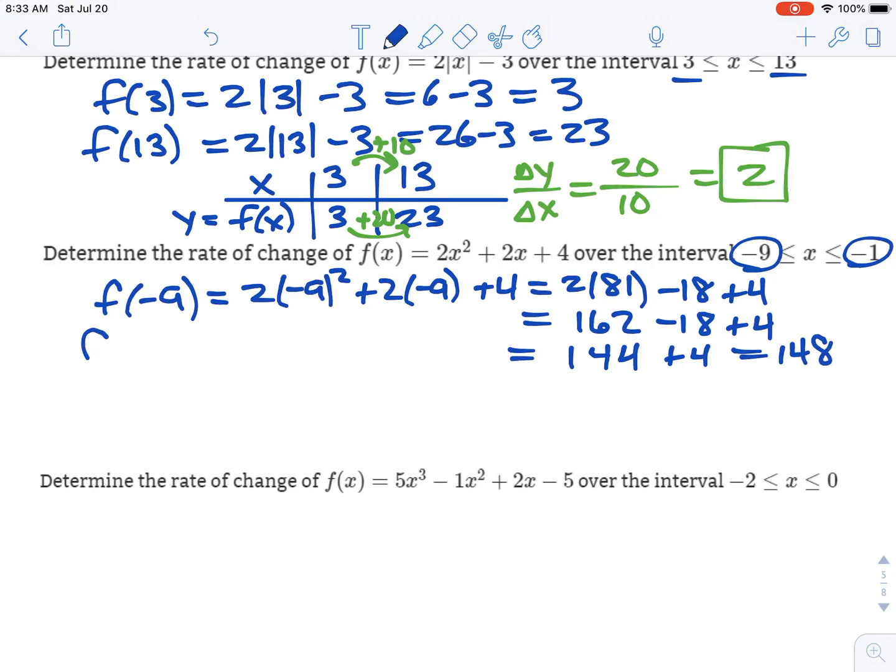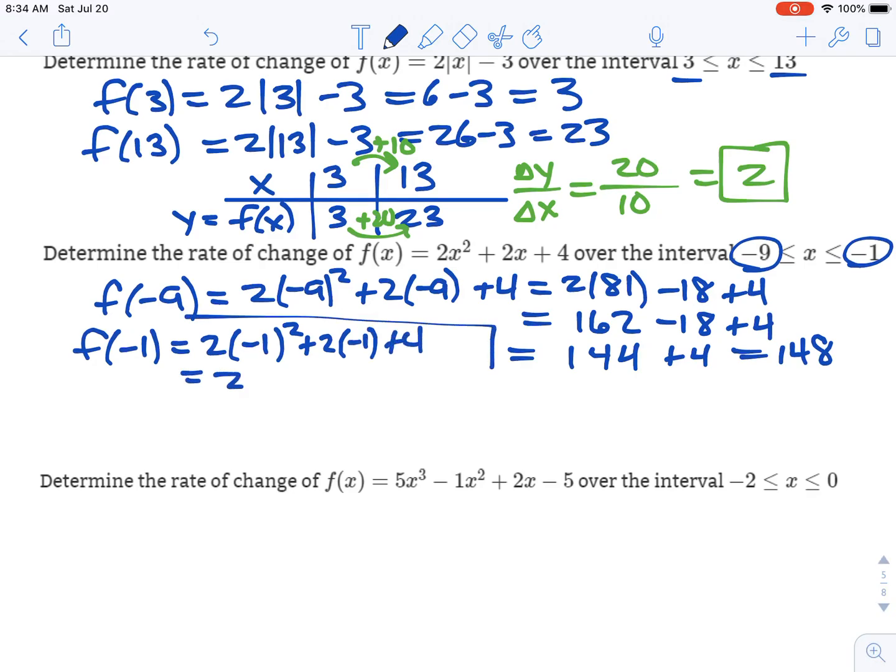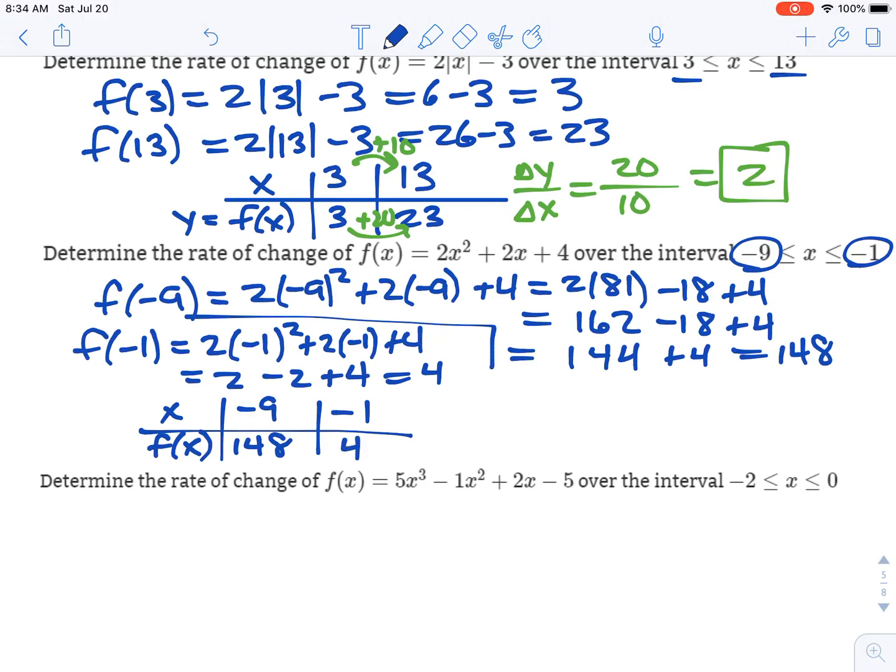And then f of negative 1 would be 2 times negative 1 squared plus 2 times negative 1 plus 4. So this is 2 times 1, which is 2, minus 2 plus 4, which is, of course, 4. We make our little table, x and f of x. So at negative 9, our y value is 148. At negative 1, our y value is 4.